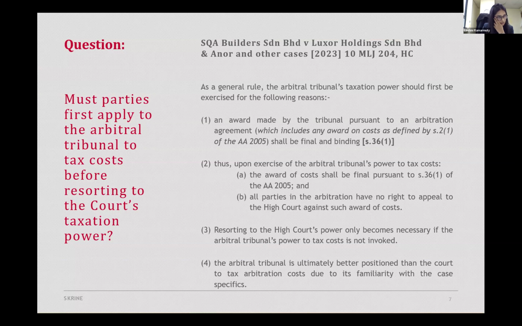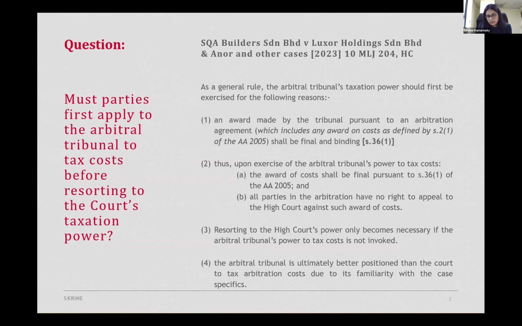And thirdly, the court noted that as between a tribunal who has conducted the arbitration proceedings and the court, the tribunal is in a far better position than the court to tax arbitration costs. And some of the reasons given were that the tribunal had first-hand knowledge, which would greatly assist the tribunal itself in assessing the cost.